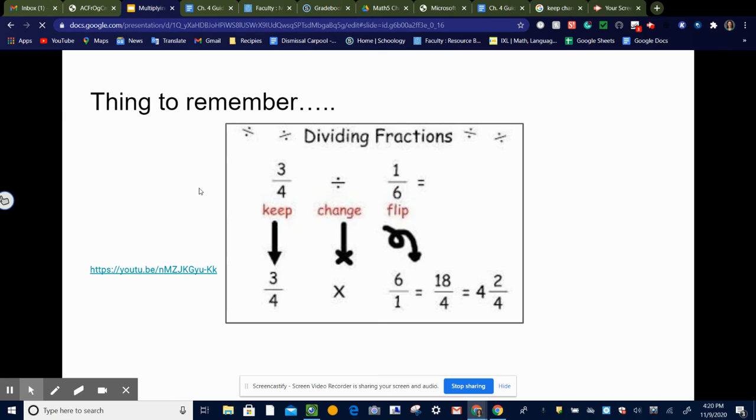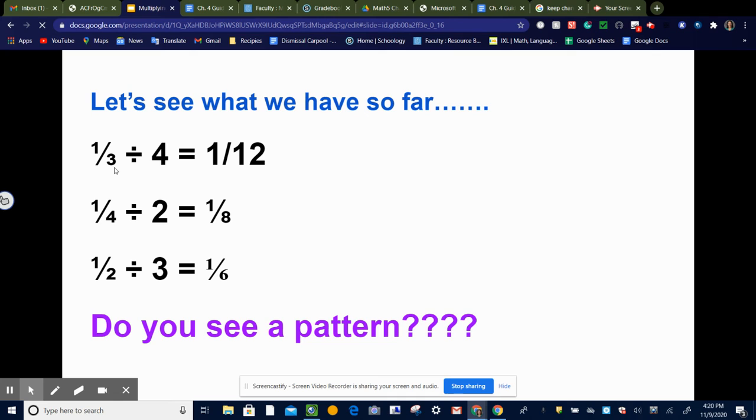Okay, so what you may have noticed is that when you multiply the denominator here by the whole number, you get the denominator in your answer. So 3 times 4 is 12. 4 times 2 is 8. And 2 times 3 is 6.